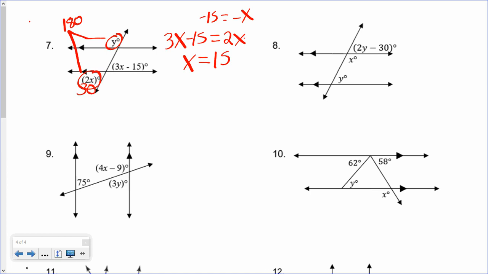Once you guys know what the angle is, you can just write it in. So then I know the 30 and the y should add up to 180. So I'm going to write an equation, 30 plus y equals 180. Again, you plug in the x. Okay?